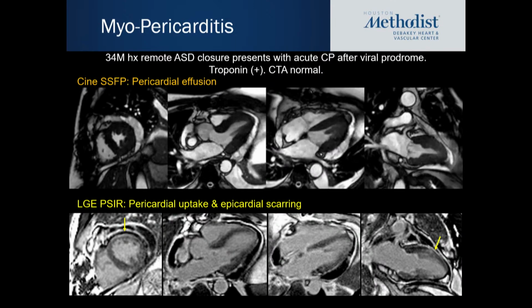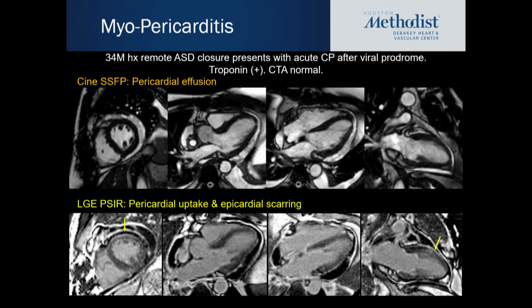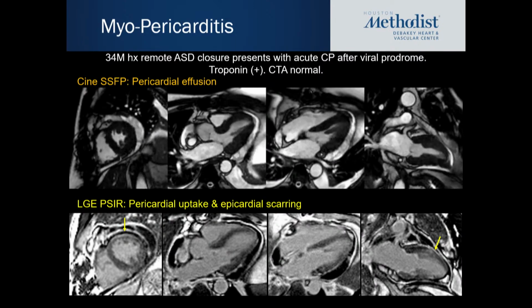A 34-year-old male, history of ASD closure remotely, presents with acute chest pain after a viral prodrome. This time his troponin is positive, and he has a CTA that was completely normal. Here are his SSFP images. You can see here the patient has a pericardial effusion, small to moderate, with a lot of it laterally. You can see that the fluid looks very turbulent inside. It doesn't have a very bright signal on the SSFP images.